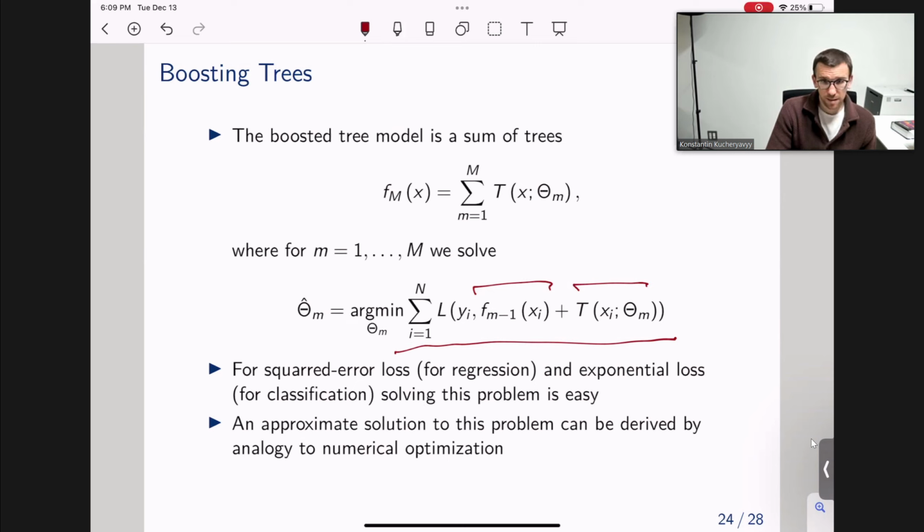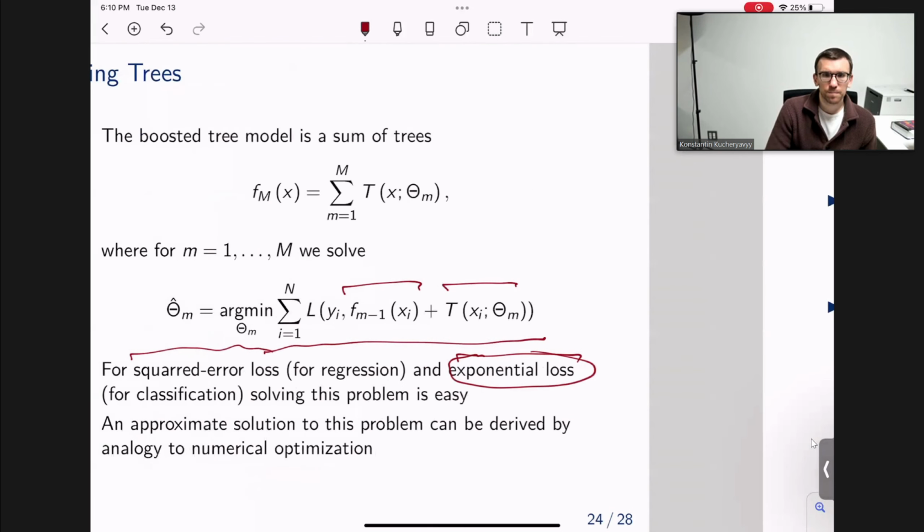Now, as I said, if we have a squared error loss or exponential loss, then we have already seen how to solve this problem. This is easy. Especially, we have seen it for the exponential loss, but for the squared error loss, it's also easy. The problem is to choose the regions. And now we will consider a numerical procedure that would solve this problem approximately.